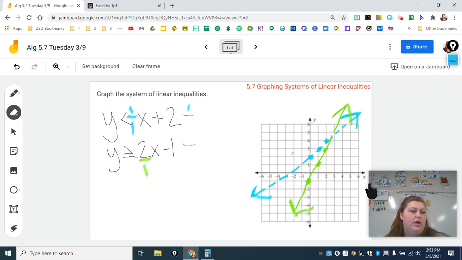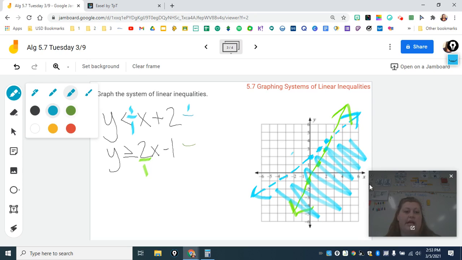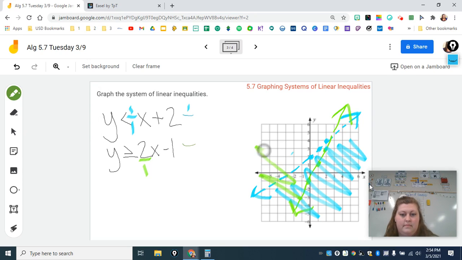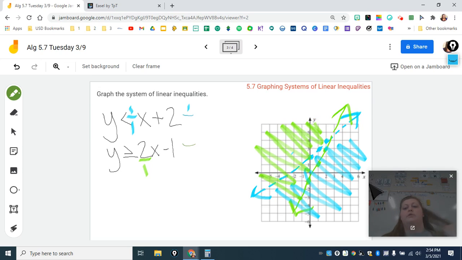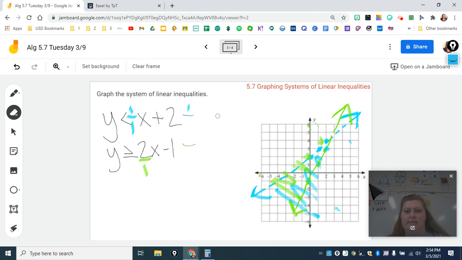Okay, now I'm going to go in and shade in blue. So I'm going to shade below. And my green is going to shade above. All right, so now I need to find the area that both places are shaded, and that is this little teeny triangle right here. So I can erase everything else because that is not a solution. I just want to have my solution highlighted. So there is the answer to this system of inequalities.